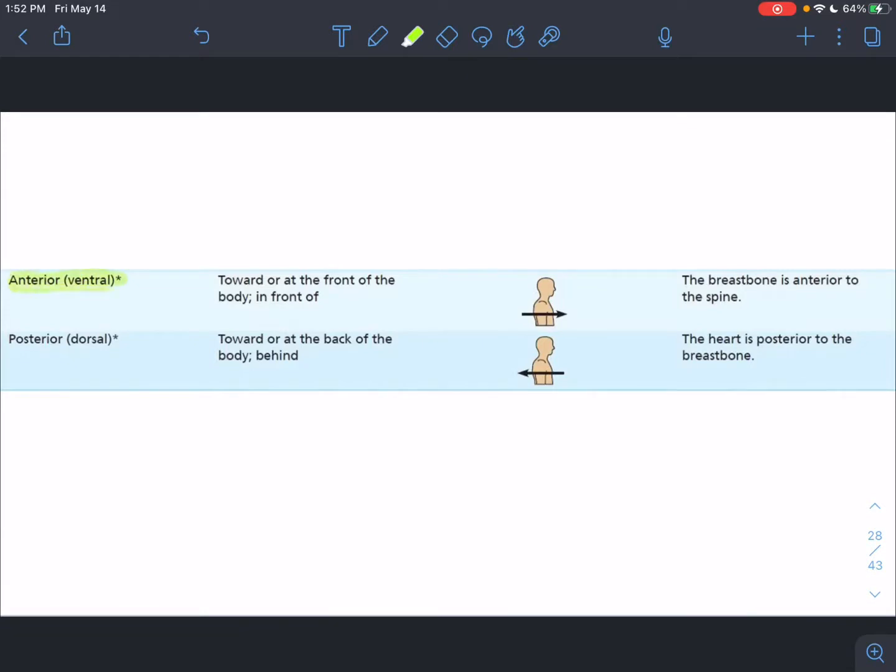Anterior, also known as ventral, is towards the front of the body. Posterior, which is also known as dorsal, is towards the back of the body. So anterior, front, posterior, back. For example, your nose is anterior to your shoulders, right, because your shoulders are back there. Anterior means to the front. Your occipital bone, the back of your head, is posterior to your frontal bone at the front of your head. So anterior front, posterior back.